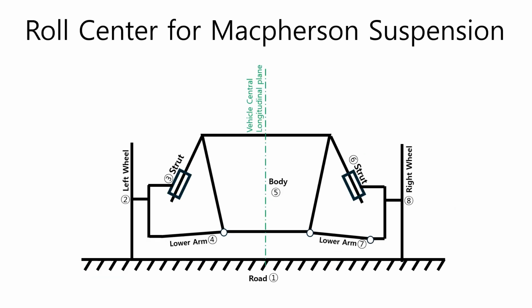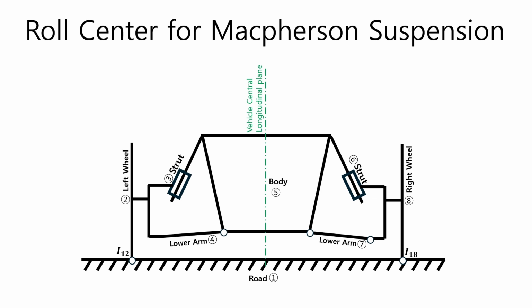For the Macpherson suspension, we have sufficiently looked at how to find the roll center using Kennedy's theorem and Kennedy circles, so now let's look at a quick way to find it. First, represent the instant centers I12 and I18 of the left and right wheels with respect to the road, respectively, at the center positions of the contact areas of the two tires.